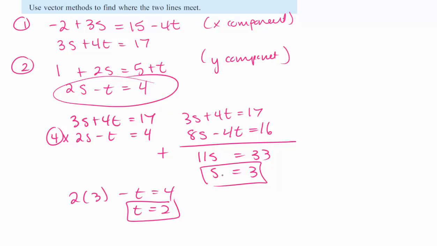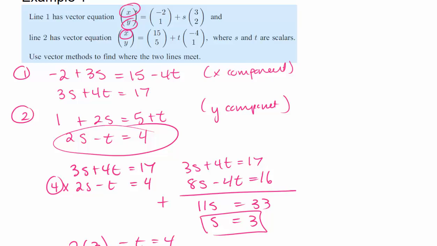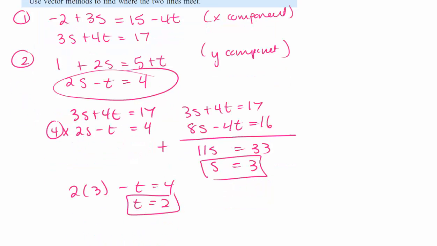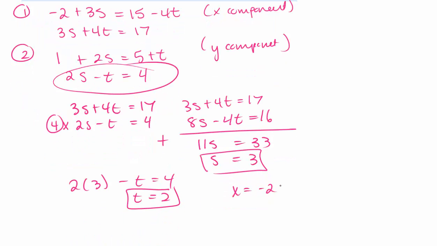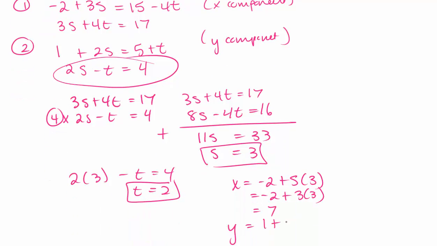So if I go back to my original vector, I can find my x by using negative 2 plus s times 3. So x is equal to negative 2 plus s times 3. We found s to be 3. So we get 7. And then our y value, if I sub that back in, 1 plus s times 2. So 1 plus 3 times 2, which is also 7. So it looks like the intersection is 7, 7.